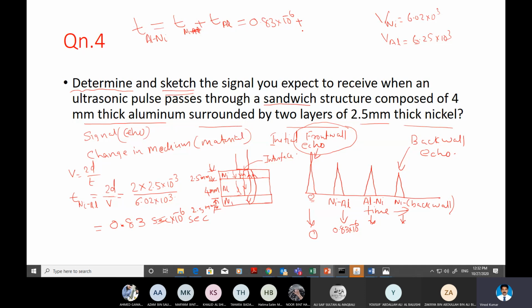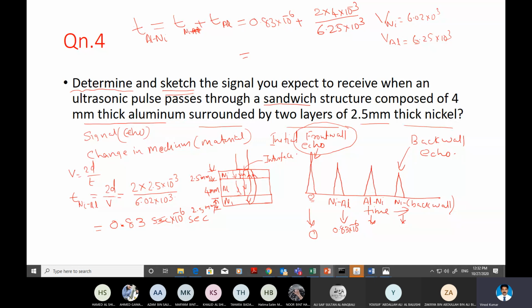How do we calculate time? 2D by V, 2 times D. What is the D, the depth of aluminium? 4 millimeter. So 4 times 10 to the power minus 3 divided by V. V for aluminium is not 6.02 now, it is 6.25. So I will write 6.25 times 10 to the power 3. So how much is the answer? Hope that it is clear to you.